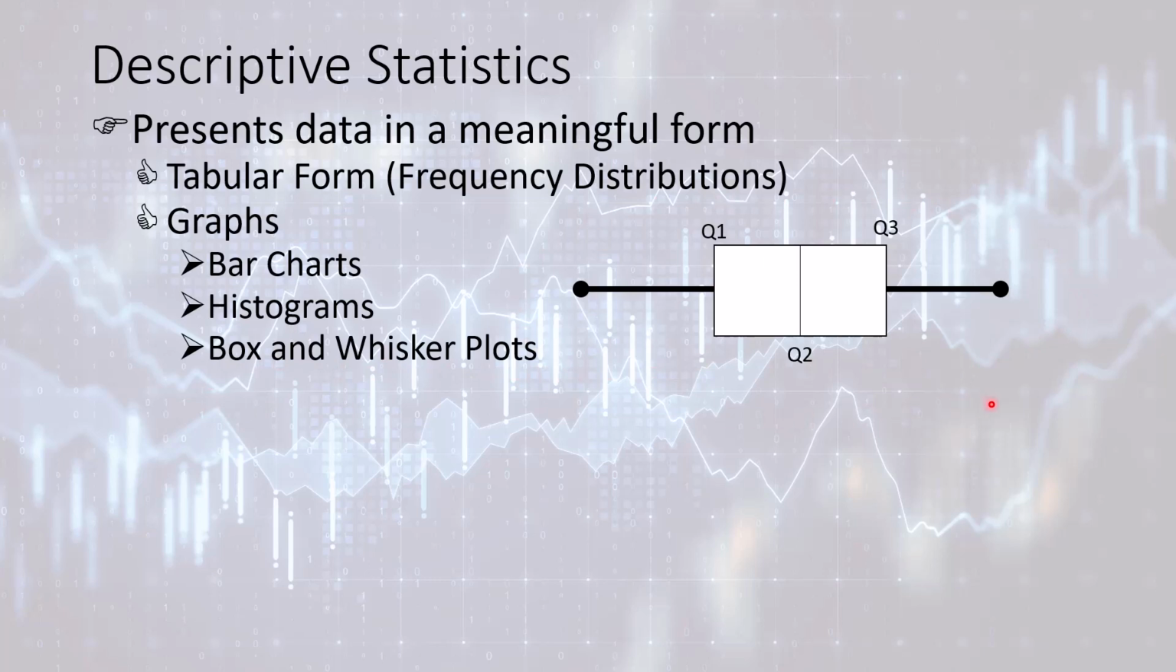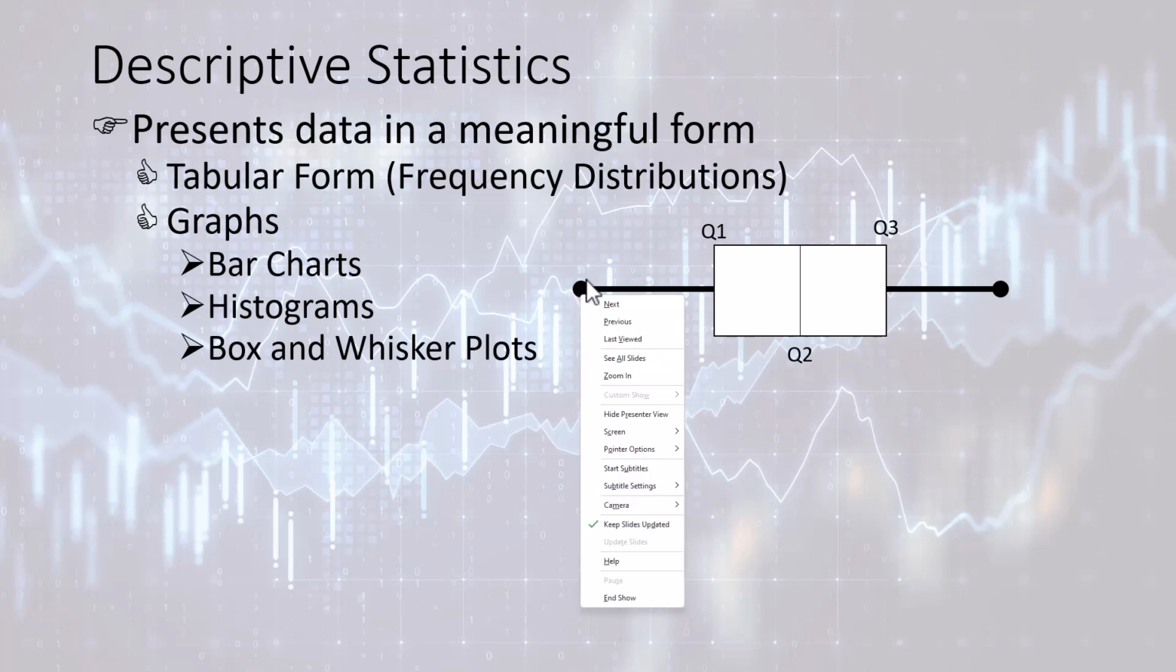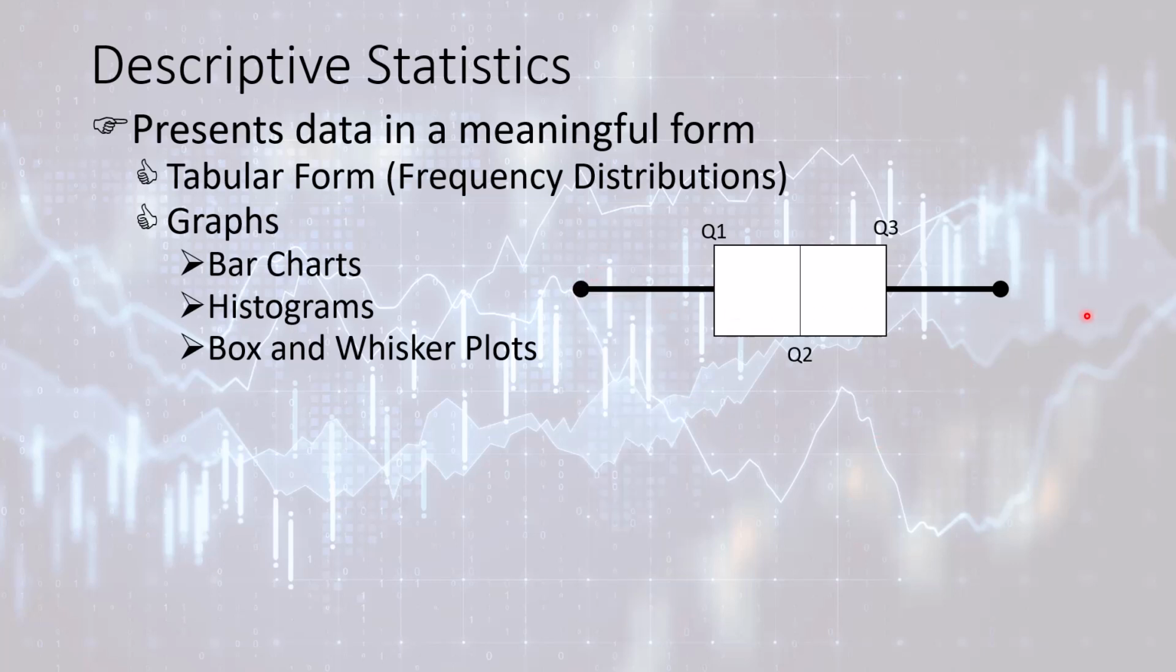This actually is an interesting plot. This only applies to numerical data. This point right here is the lowest value in whatever data set you happen to collect. This point right here is the largest value in whatever data set you happen to collect. This right here, Q2, is what we call the median. It is the number in the middle.